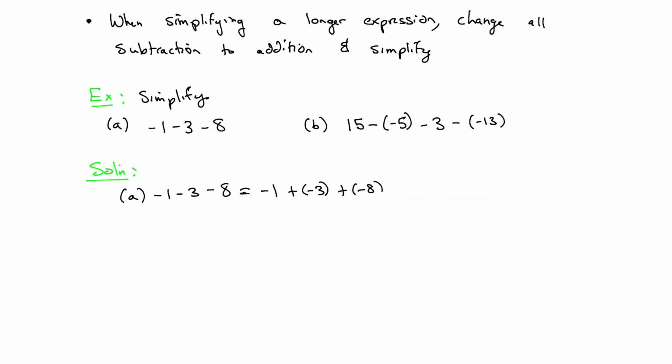What we'll do is we'll work in parts. We'll work with this part first. Negative 1 plus negative 3. Those are numbers with the same sign. So we add the two numbers together, keep the common sign. 1 plus 3 is 4, keep the common sign. That gives me negative 4. And we'll bring down that plus negative 8. Once again, these numbers have the same sign, and we're adding them together. So we're going to add the numbers, keep the common sign, which gives us negative 12.